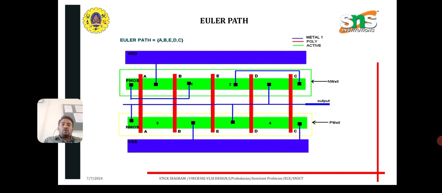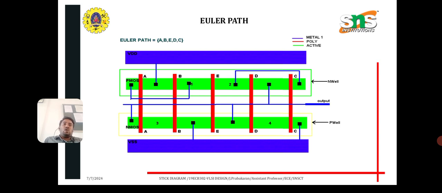Next is Euler paths. Euler path definition: an Euler path is a trail in a graph that visits every edge exactly once. In graph theory, if a graph has an Euler path, it means it is possible to trace a path through the graph that covers all edges without retracing any edge until all edges have been traversed exactly once.